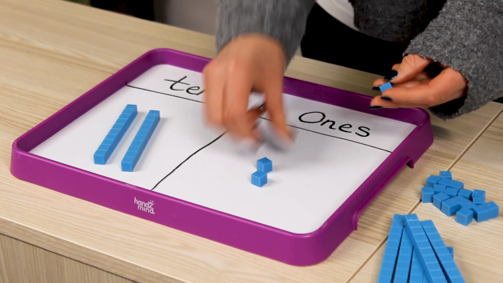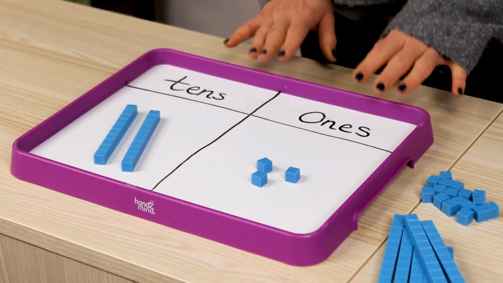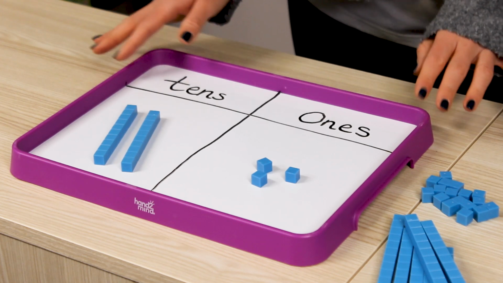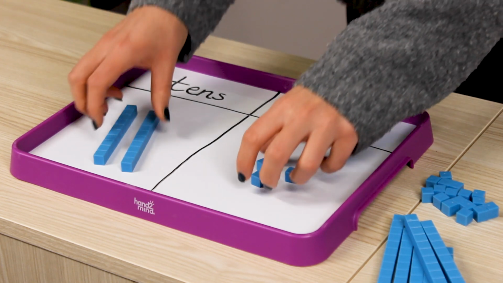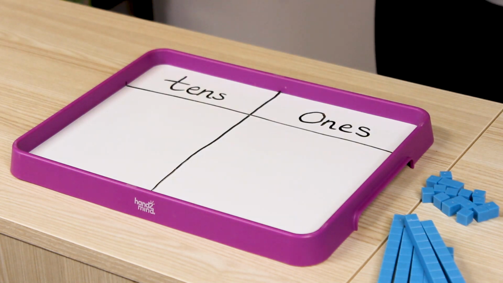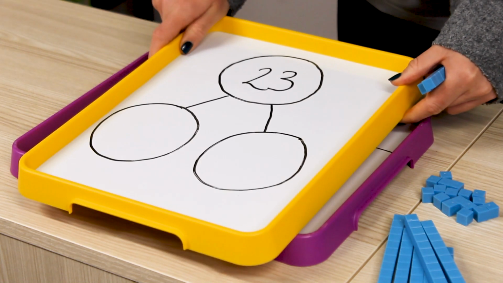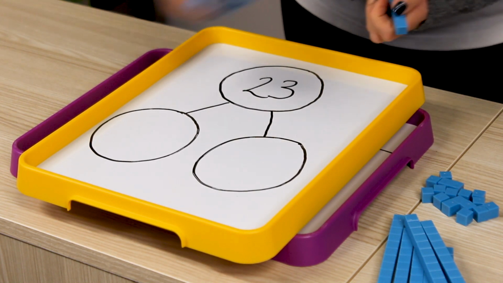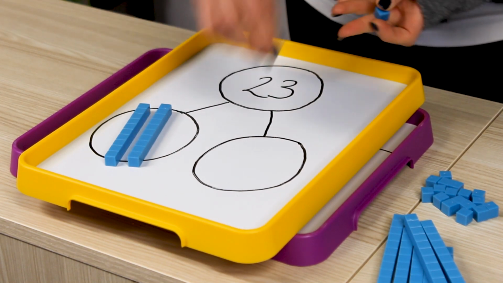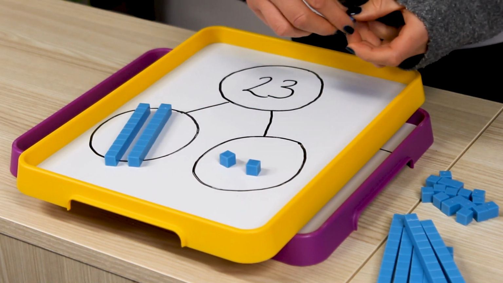And it's really useful to give year 1 children a frame, like a tens and ones place value frame that they can place it into, or we can also be using a part whole. So we've got our 23 that we're going to make, which is made up of our 2 tens, which is our 20, and our 3 ones.